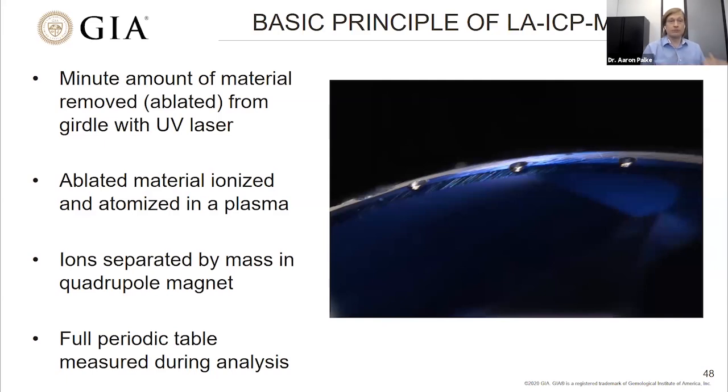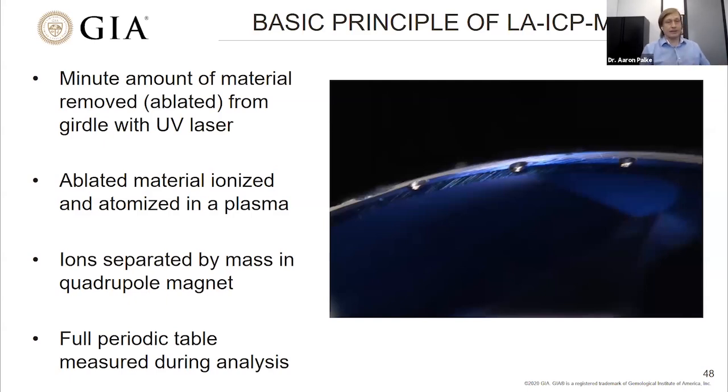So we put it into the inductively coupled plasma, which is just a really hot plasma like the surface of the sun, where the atoms that we've removed from the girdle of the gemstone are atomized. They're broken down into individual atoms, and then they're ionized. That means we strip electrons from those atoms that go into this plasma. Now these ions are charged elements.